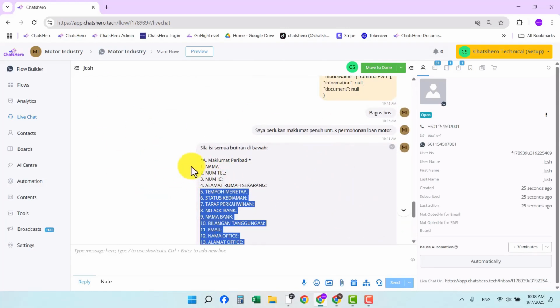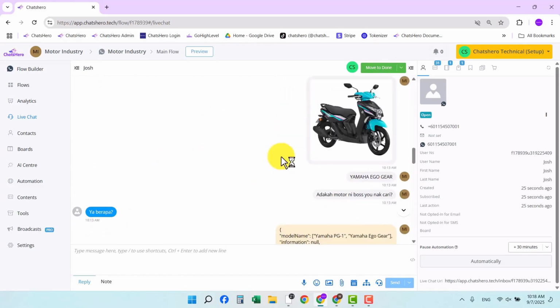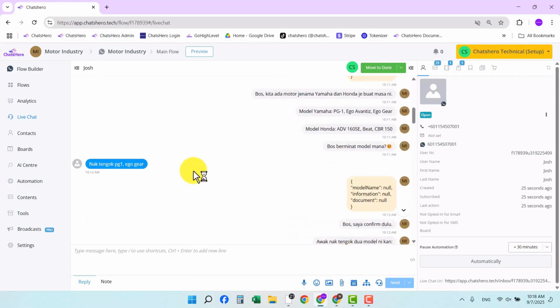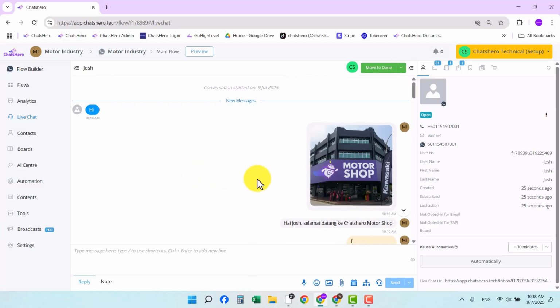Okay, so at the final stage, after they have finished filling everything out, you can also transfer these customers to your staff for follow-up. Okay, so this is the chatbot we have launched specifically for the motorcycle industry. Okay, so this tool will definitely be helpful for most customers. If you are in this line of business, you basically just need to modify this template accordingly.